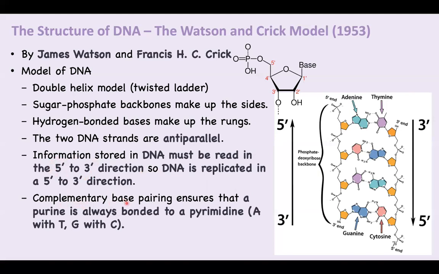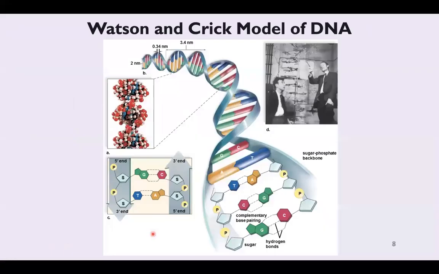So complementary base pairing ensures that a purine is always bonded to a pyrimidine. Purine kena bonded with a pyrimidine. A and T, G with C. Okay. So this is the model. You can see this on page 213. So these are the two pairs, Watson and Crick. Okay.